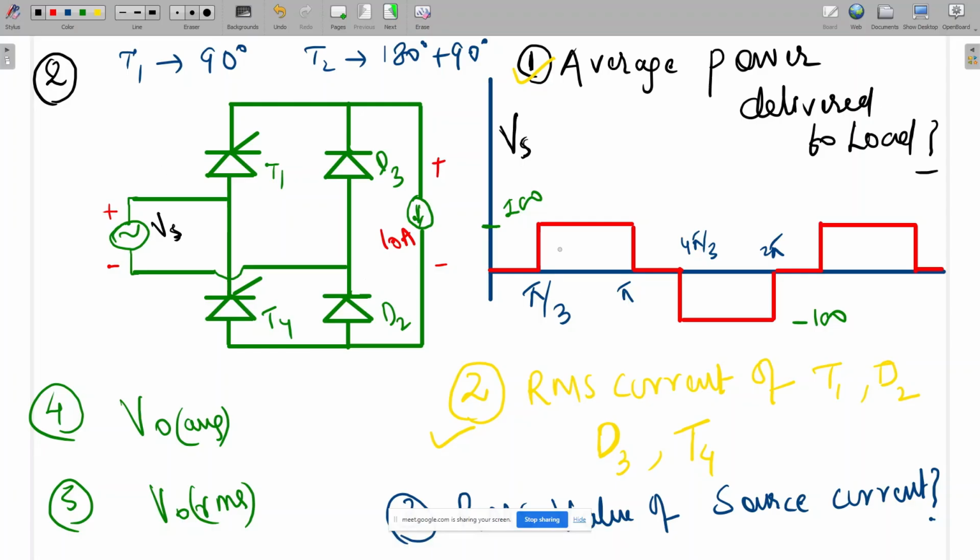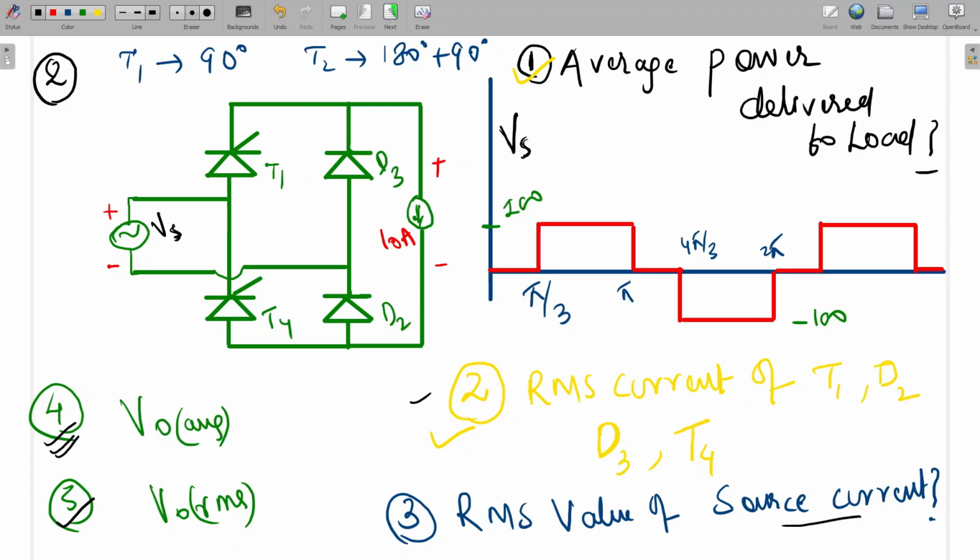So first, we have to calculate the average output voltage and RMS output voltage. Then the RMS current of T1, D2, D3, and T4, and the RMS value of the source current. And finally we will calculate the average power delivered to the load. I will give 1 minute of time. Can anyone calculate what will be the average output voltage? Or I will wait some time.